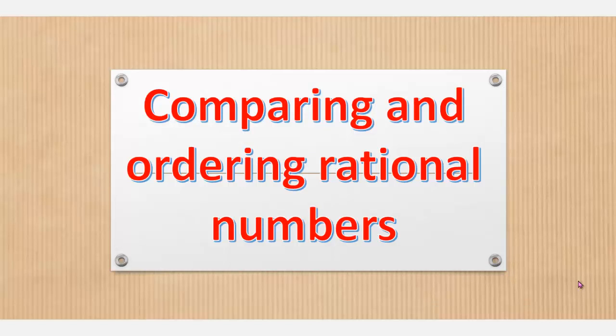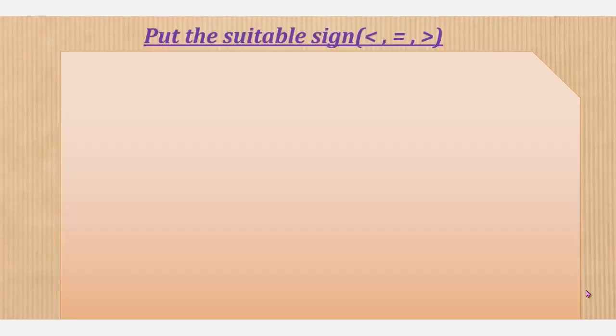Let's go now and see how to compare rational numbers. Comparing rational numbers is the same as comparing fractions. So for example, if I have 5 over 11 and 7 over 11, both of them have the same denominator. So the greatest numerator is the greatest fraction. 5 over 11 is less than 7 over 11.